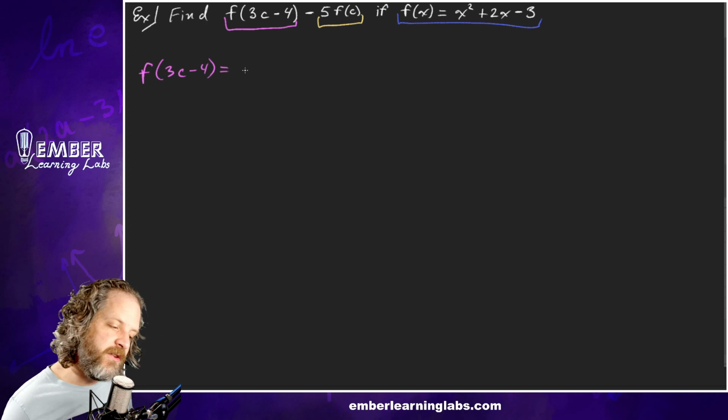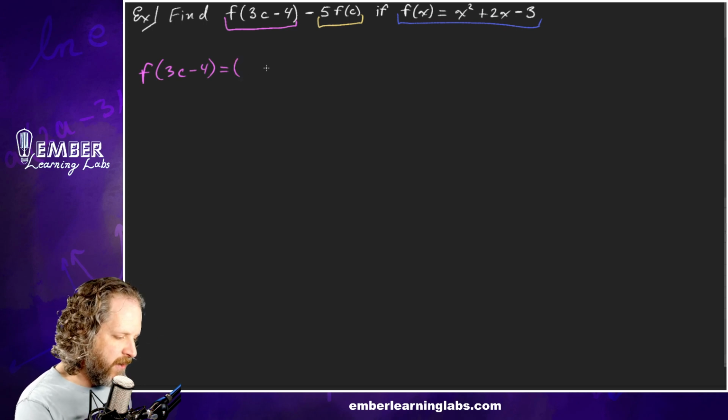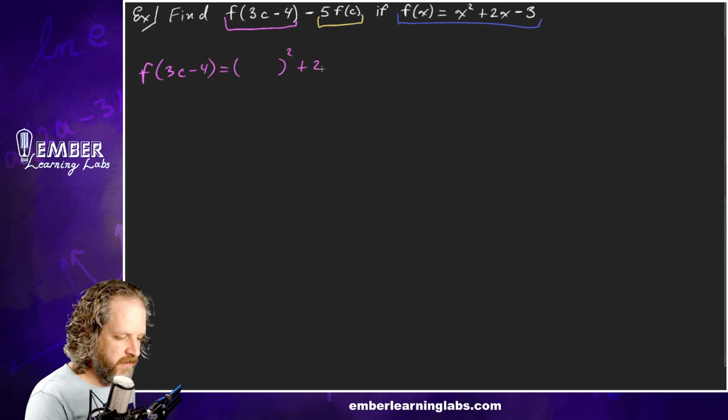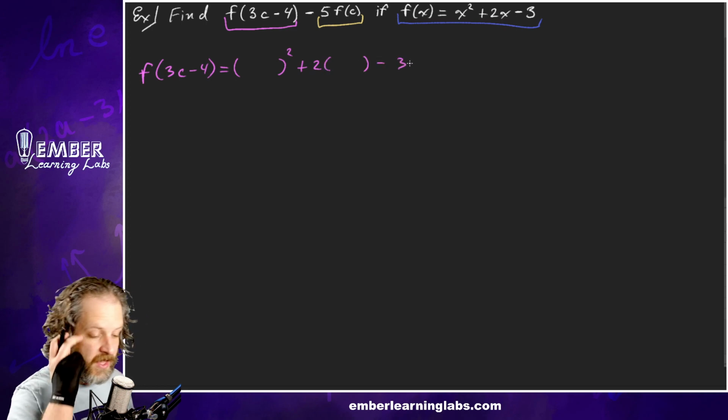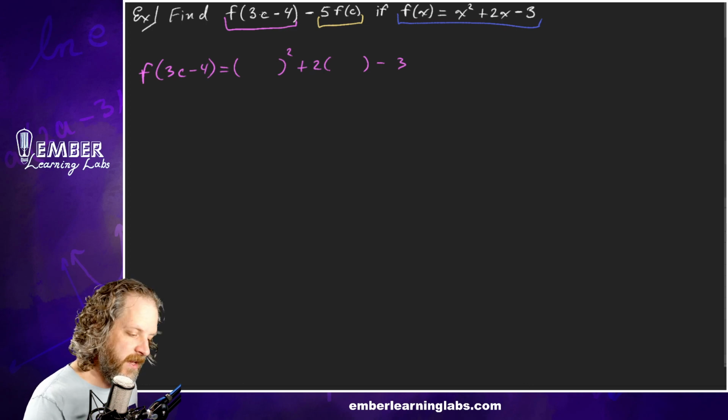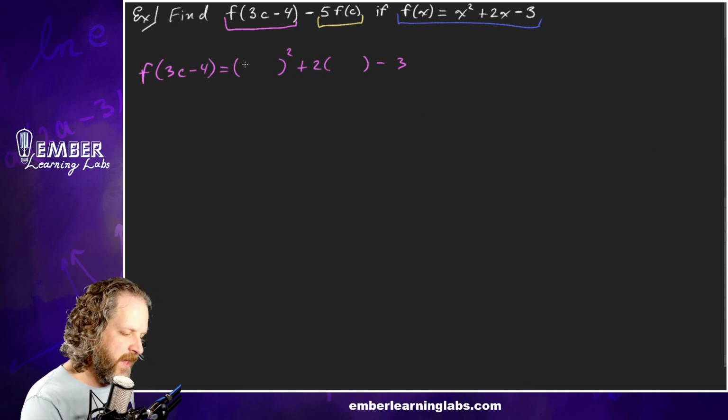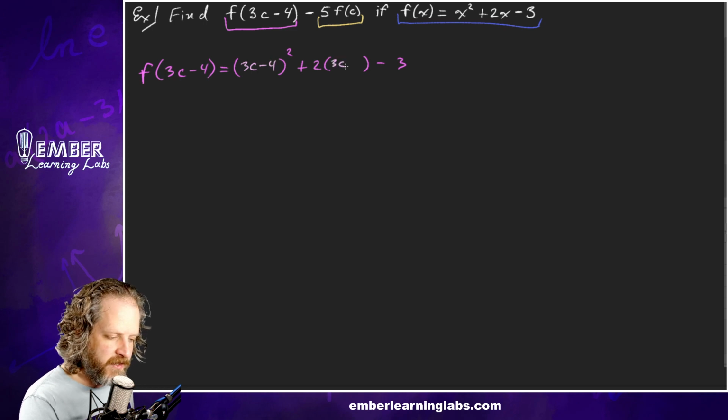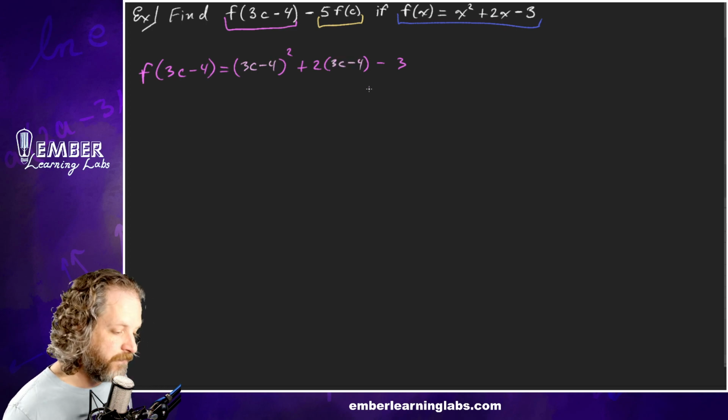Right? So remember what we do is we write our original function with parentheses where the variable was, where that x is. It's a function of x. So replacing x with that, plus 2 times, and minus 3. And then we're going to plug in this everywhere where the x was. So 3c minus 4 and then 3c minus 4, right?